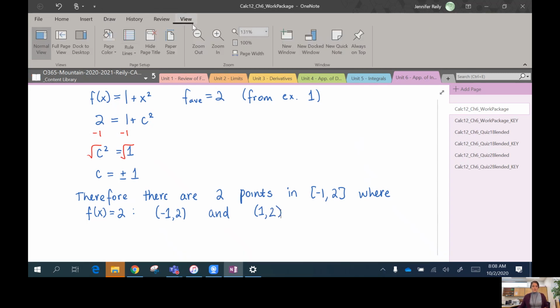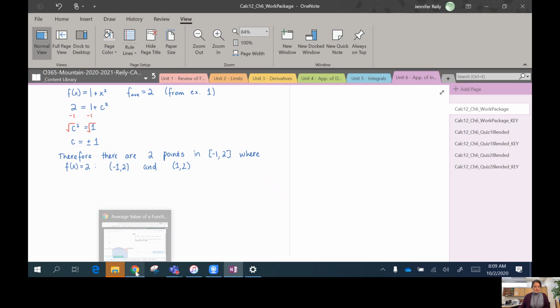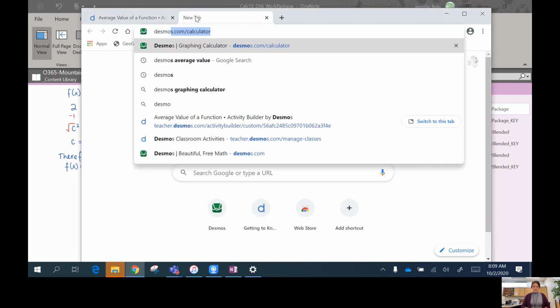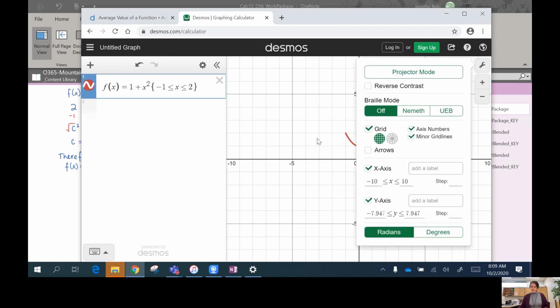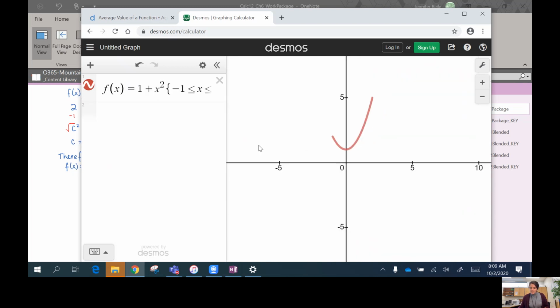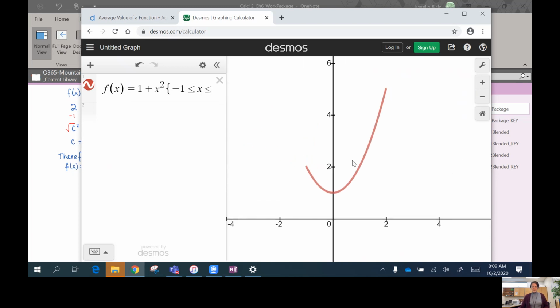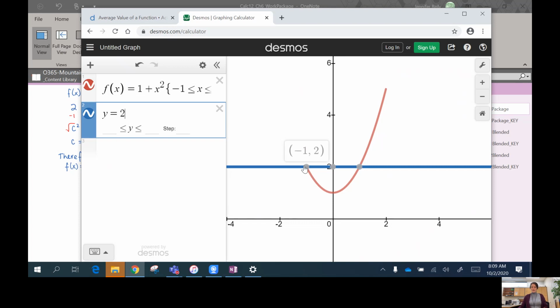Okay, so this is a good way to check your work if you're doing your homework, to visualize if you've got it right or not. So let's bring up Desmos. I'm going to be graphing my function 1 plus x squared only on the interval -1 and 2. Let's just turn off the grid and put it on projector mode so I can see it better. Okay, so here's my function. Remember the average was exactly 2, right? So here's the average. And look, there are the 2 places where my function is exactly equal to the average.